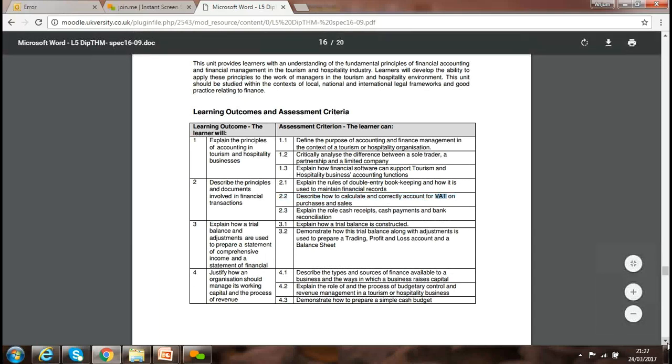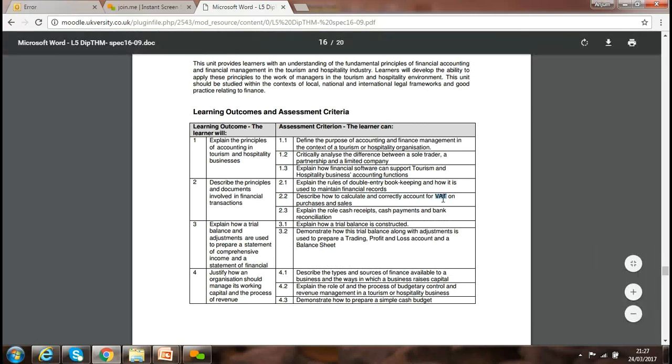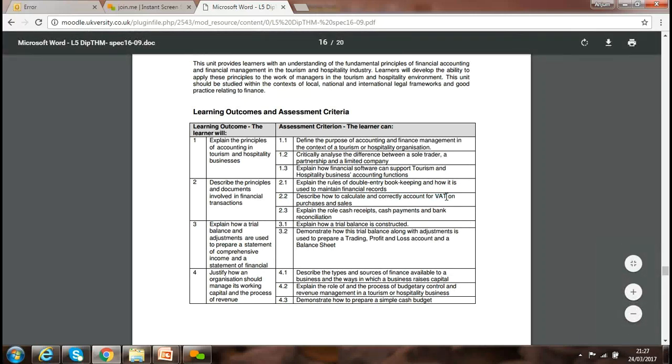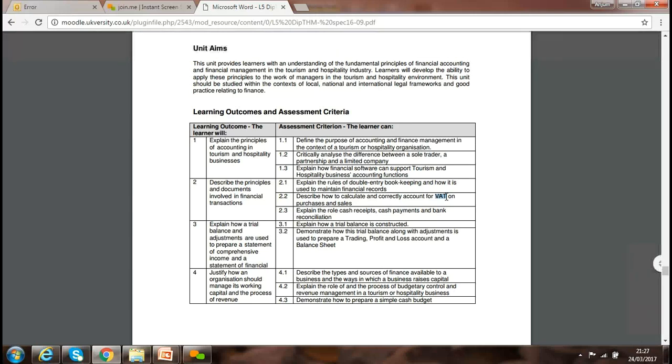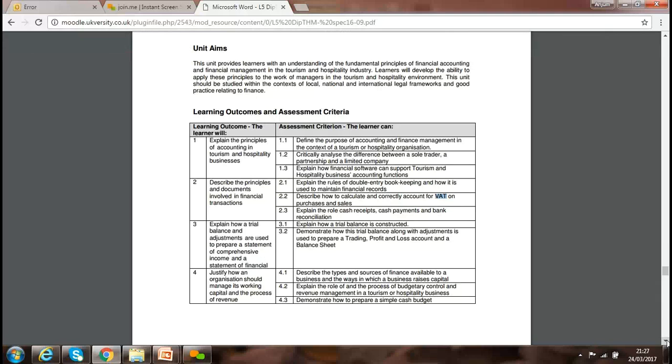I think you know better. VAT. Value added tax. Yes, value added tax. Well done. In your country, is it called GST or value added tax? In Trinidad it is called VAT. Okay, good. Some countries call it GST, General Sales Tax.